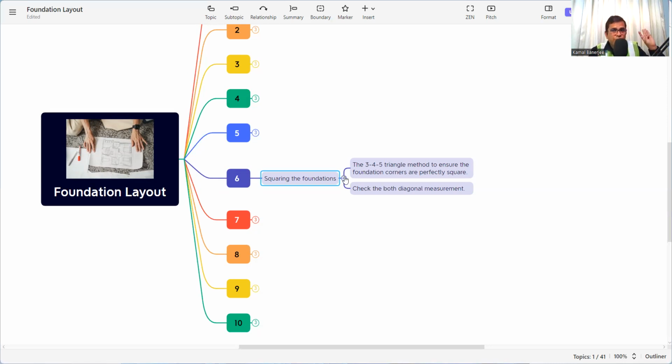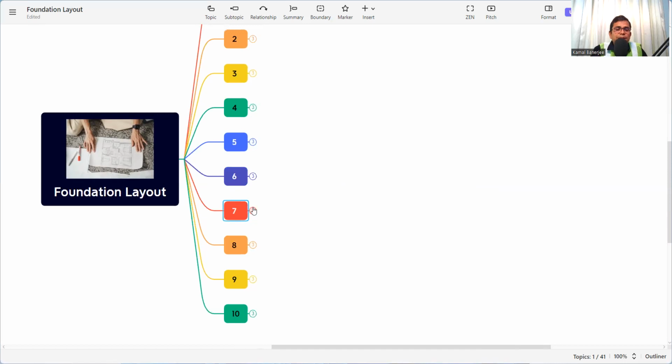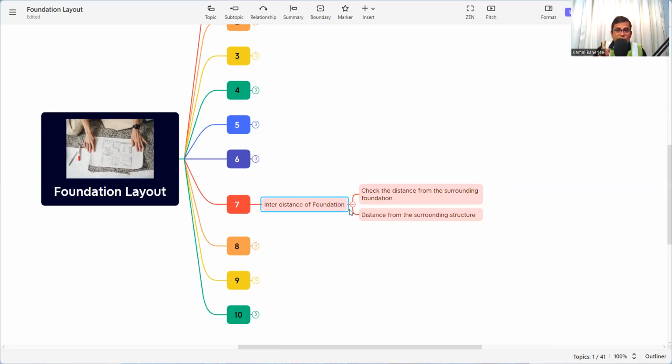So the first things we check are the foundation grid line or the reference line, then mark the corner points, then mark the foundation, then square the foundation. The next thing we need to check is the interdistance of foundations. In a building there may not be only one, two or three foundations, and adjacent to the building there may be another structure. You need to ensure the interdistance between the foundations and between the structures whenever you are doing the foundation layout.